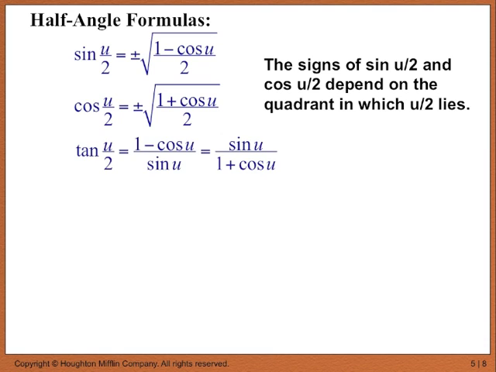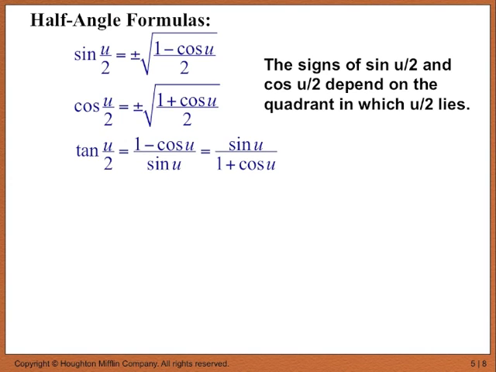And finally, tan u over 2 equals 1 minus cosine u over sine u, which also equals sine u over 1 plus cosine u. All right, now just a quick question in case you're curious. Besides the fact that these are consequences of the mathematical nature of trig, you might say, what on earth are you ever going to need this for? And the answer is that sometimes it's nice to find the exact value of a sine.